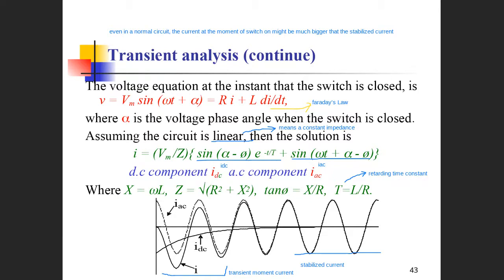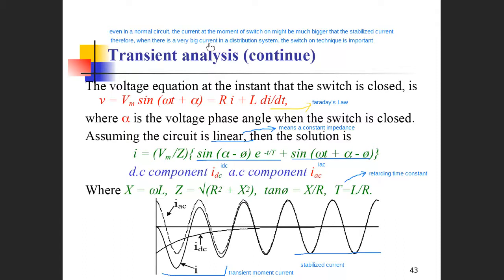So when there is a very big current in a distribution system, the switch on cycle is very important, because we do not want the switch on current to be much larger than the stabilized current. Otherwise we are talking about overheating, and we may destroy some of the switch systems in the distribution system.